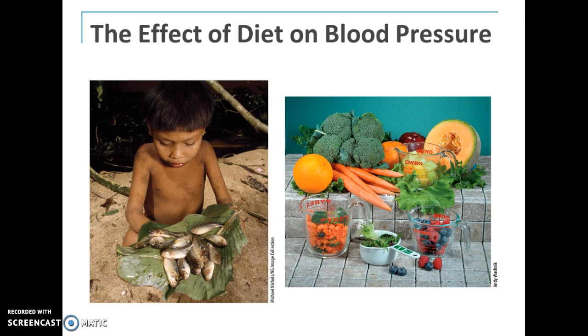When we look at the effect of diet on blood pressure, a low sodium diet that's high in fiber, very rich in fruits and veggies, and omega-3 fatty acids can be really helpful in lowering blood pressure if somebody is sodium sensitive. However, of course, there is a genetic component.